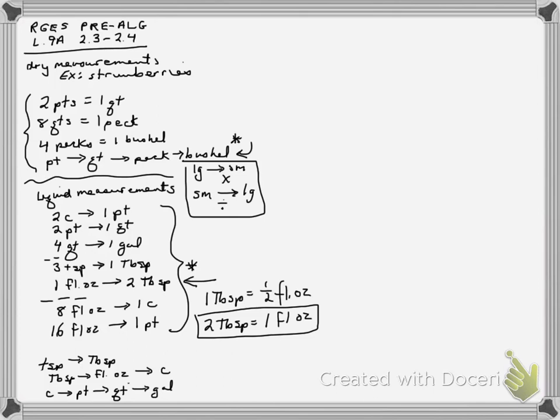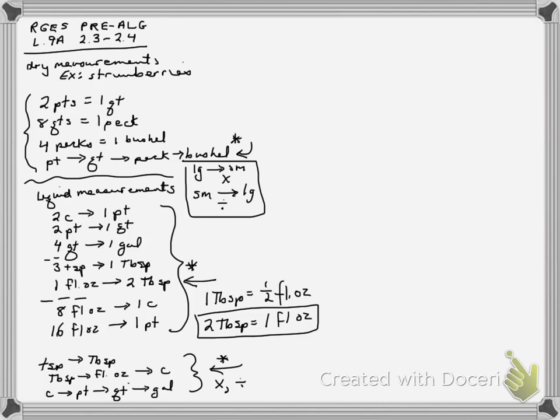Again, these last ideas here are critical for you to know which is smaller, which is larger. Teaspoon's smaller than a tablespoon. A tablespoon is smaller than a fluid ounce, which is smaller than a cup. A cup is smaller than a pint, which is smaller than a quart, which is smaller than a gallon. So again, you want to have a good feel for which is a smaller and which is a larger measurement, because that's the idea you're going to use to determine whether you need to multiply or divide.